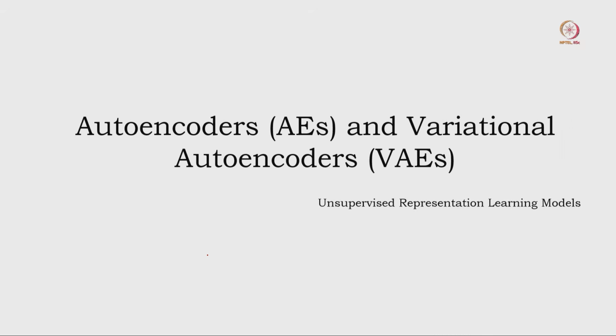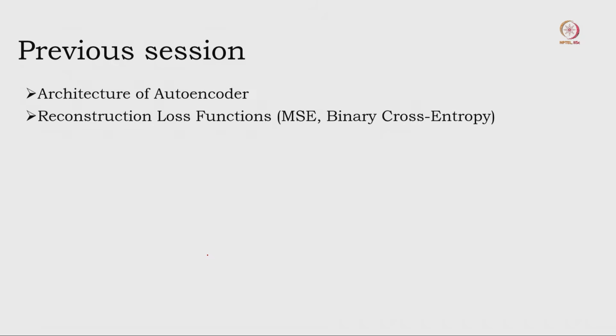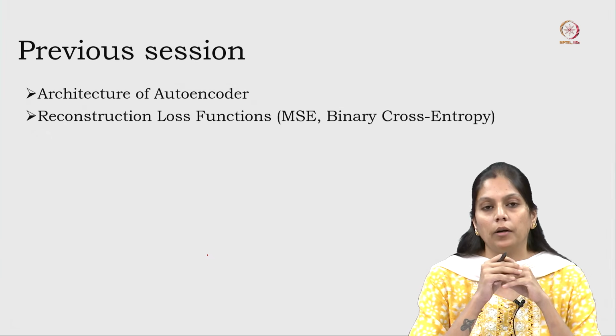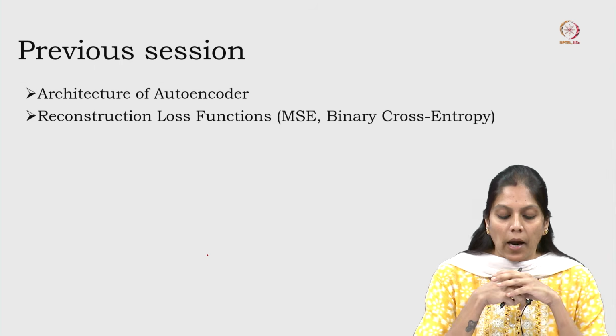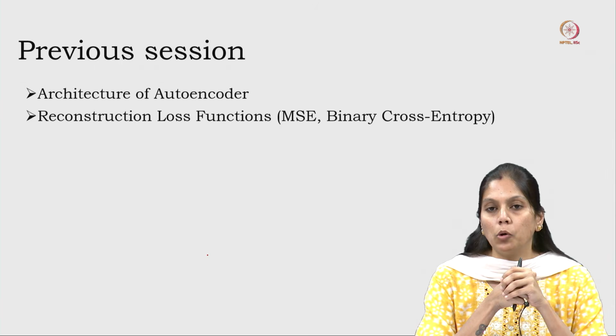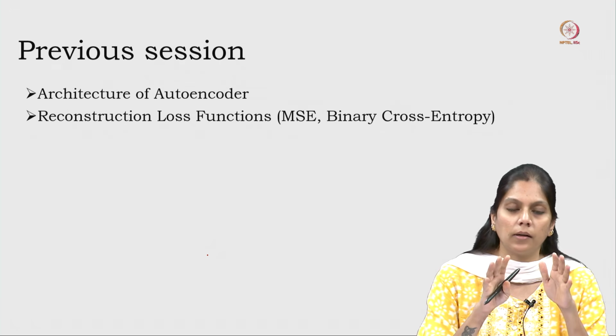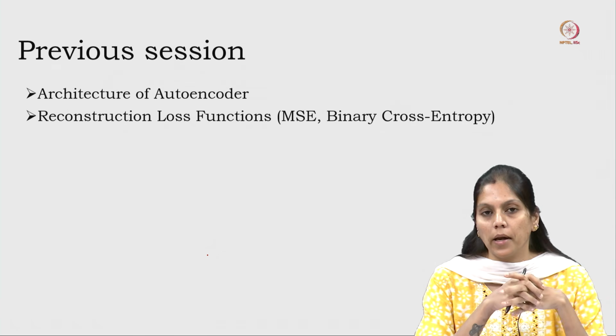In the previous session we started with autoencoders and variational autoencoders. This is the discussion for this particular week, and in the previous session we saw the architecture of the autoencoder, and then the reconstruction loss function, in more detail. We saw mean square error, and we just discussed binary cross entropy.